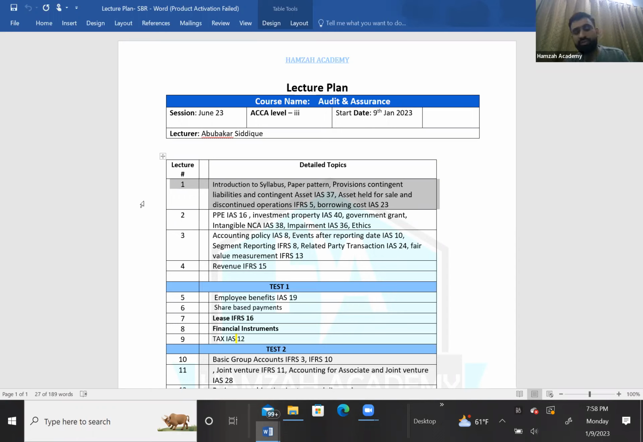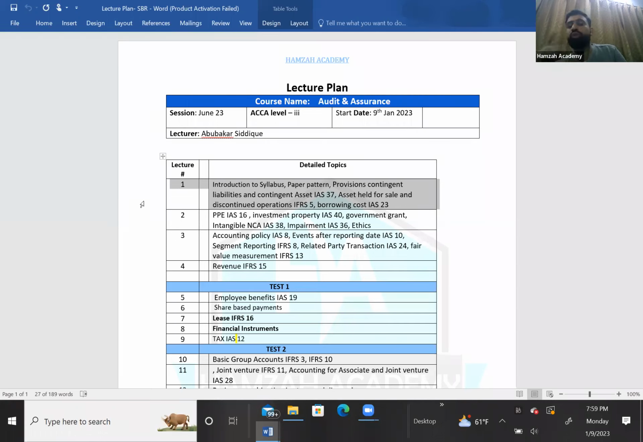And lecture number 4 will be on IFRS 15 revenue. So these are the plan of the first 4 lectures, but it can be 5 or 6. As the plan, we will try to complete these topics in 4 lectures.